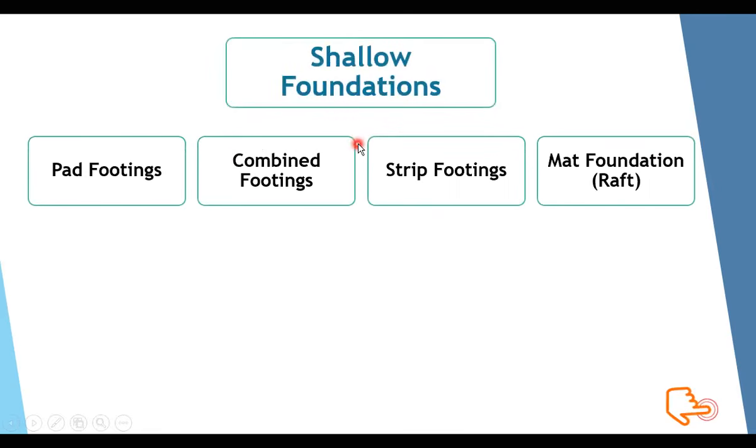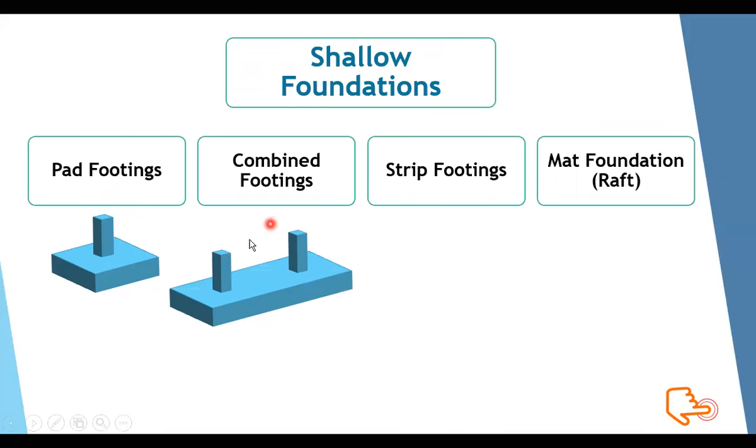In shallow foundations, we have many types, starting from pad footings. Pad footing or isolated footing is when you have one column supported on one footing. So we have a footing supporting only one column. We call this type of footing pad footings.